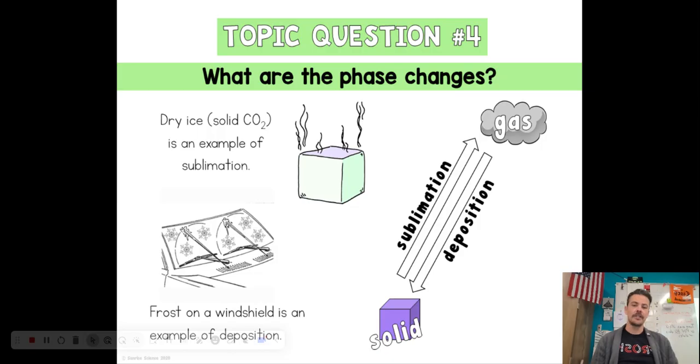What are phase changes continued? So dry ice is an example of sublimation. It will melt without leaving behind a liquid. Frost on a windshield is an example of deposition. A cold windshield has an instant freezing layer on top of it with no liquid. That would be a deposition.